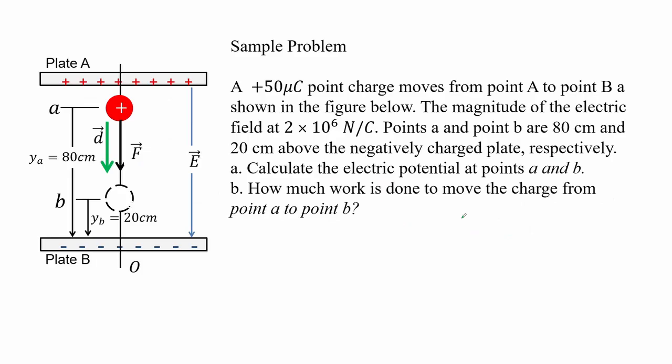Sample problem. A 50 microcoulomb point charge moves from point A to point B shown in the figure below. The magnitude of the electric field is 2 times 10 to the power of 6 newton per coulomb. Points A and B are 80 centimeters and 20 centimeters above the negatively charged plate, respectively. Letter A. Calculate the electric potential at points A and B. Letter B. How much work is done to move the charge from point A to point B?